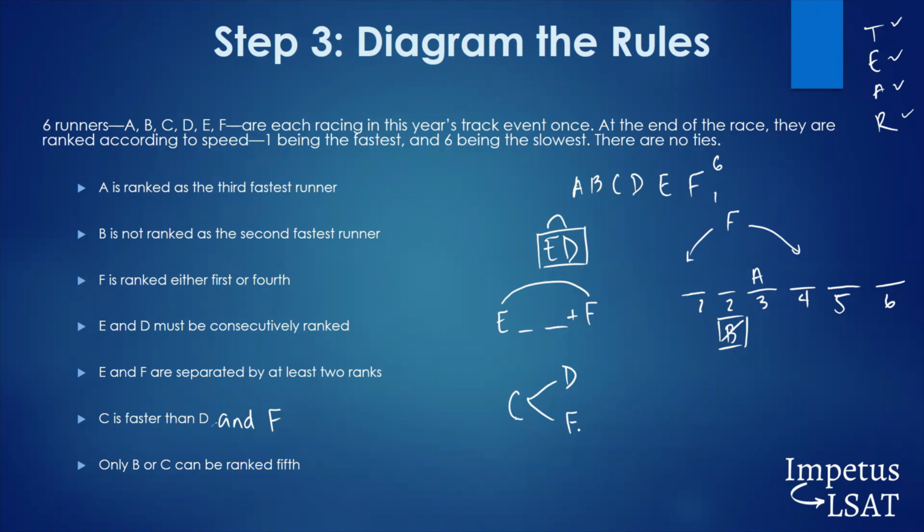And then finally, we have only B or C can be ranked fifth. Does anyone want to give this a try? Is this a positive or negative rule? And can I diagram this directly onto the game board?